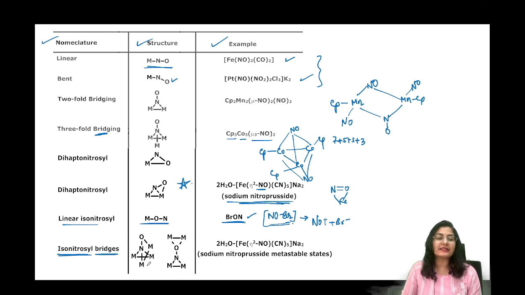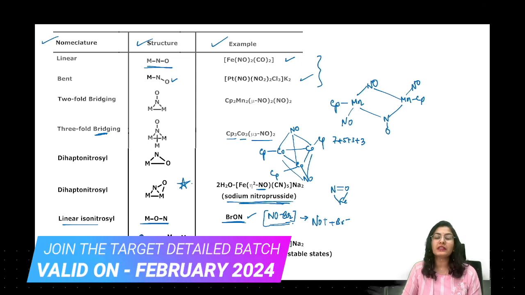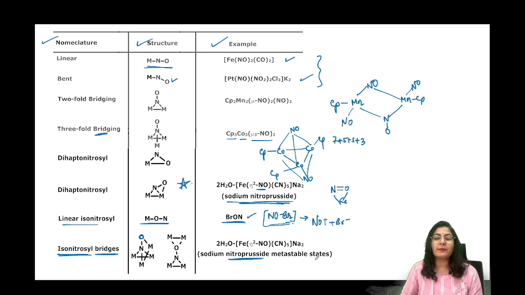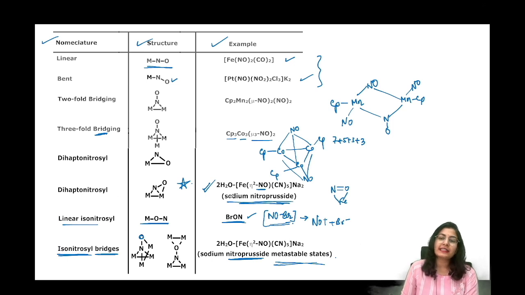So what are these? These are nothing but the bridges between the oxygen and nitrogen. Both of these are coordinating to the metal. So sodium nitroprusside metastable state. Okay, that much detail you don't have to remember. Just remember this thing, that sodium nitroprusside is actually having a nitrogen-oxygen dihapto nitrosyl bridge like this. Okay, let's go.